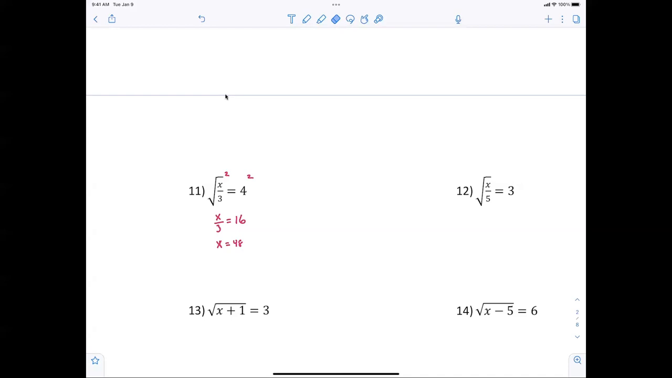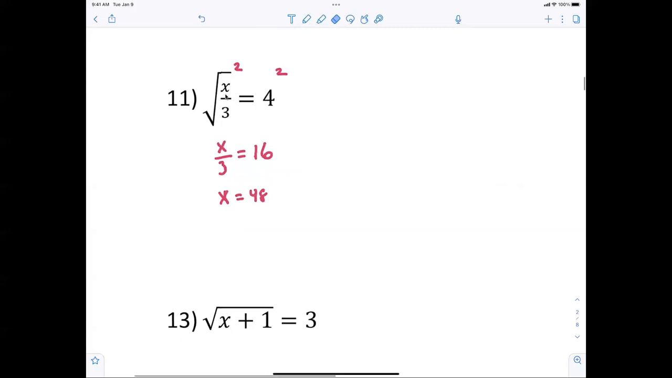So for the x over 3, you don't multiply by 3 first. It doesn't cancel. The radical. Yes, I squared the square root. So those things canceled. You with me? And I'm left with x over 3 equals 16. Right?